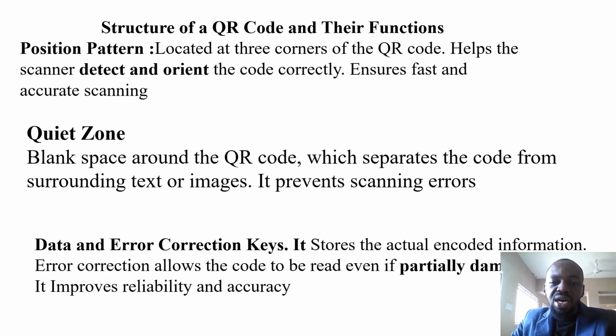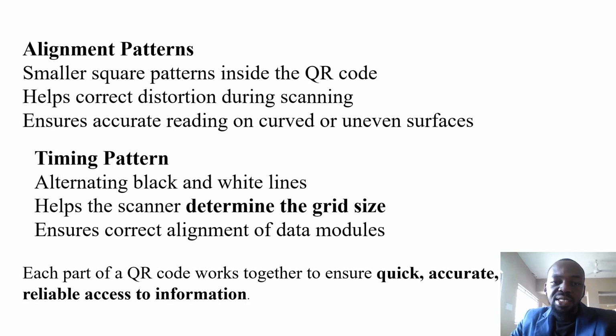Then we have the data and error correction keys. These are where the code actually is. And we have the error correction keys in case there is a partially damaged part of the QR code, it can still be read. We have alignment patterns. If you check, you will see a smaller square. The position patterns are 3 squares at the 3 corners of the QR code, but the alignment pattern is just one small square in the QR code. It ensures that there's good reading even if there are curved or uneven surfaces.